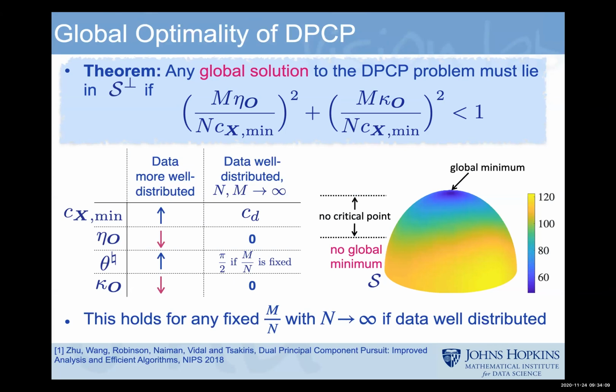Yeah, so I'm a new student in this field, and I was just wondering, at the very beginning of your slides, you said that the global minimum is orthogonal to the subspace. What does that mean, that the global minimum is orthogonal to the subspace?